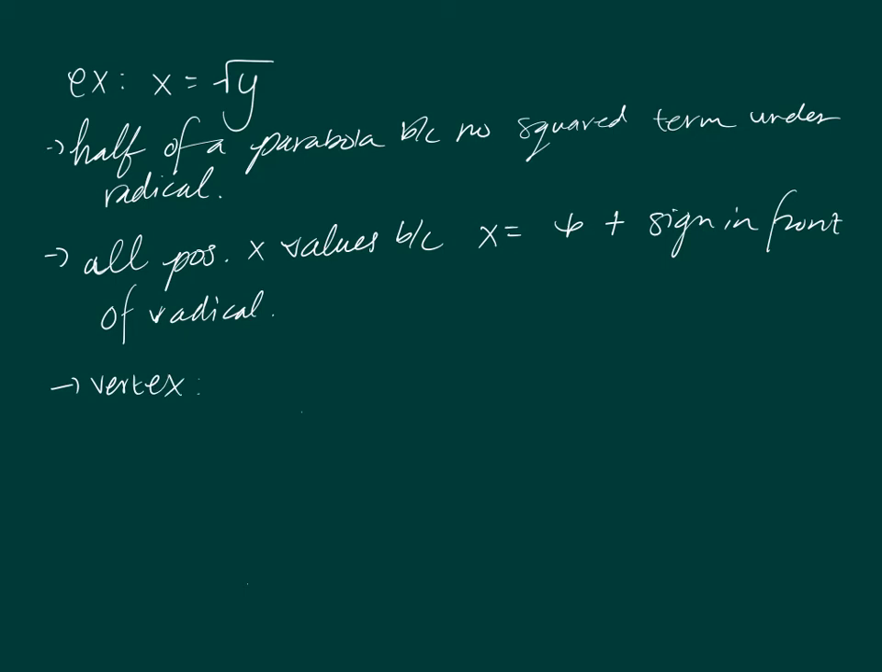But to find the vertex, all I need to do is figure out what my original parabola would be. So x equals square root of y. To solve this, to make it look like a standard parabola, I'm going to square both sides. I get x squared is equal to y. So this is a vertical parabola.